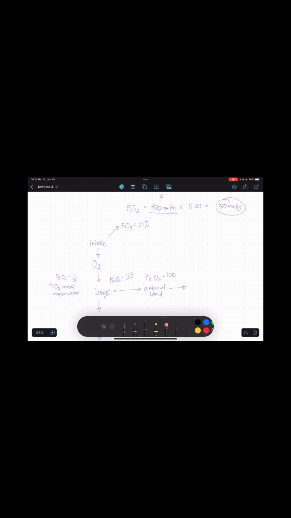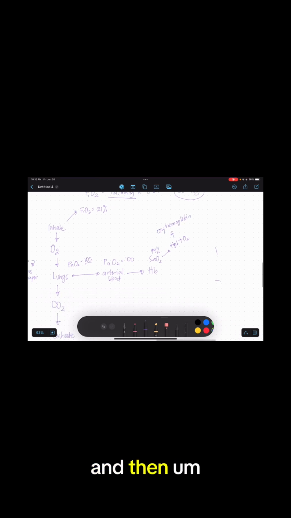So SpO2 or SaO2 is about 99%. This is hemoglobin, and when the oxygen is adhered to the hemoglobin, hemoglobin plus oxygen is called oxyhemoglobin. And then it goes to the tissues, and now it offloads your oxygen.